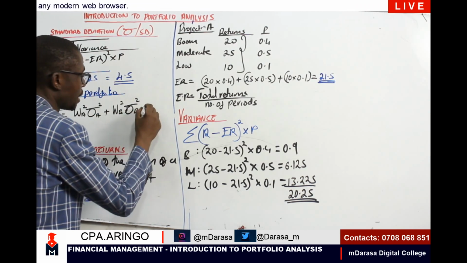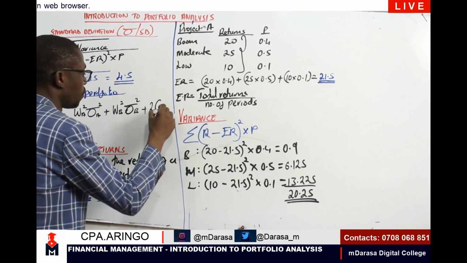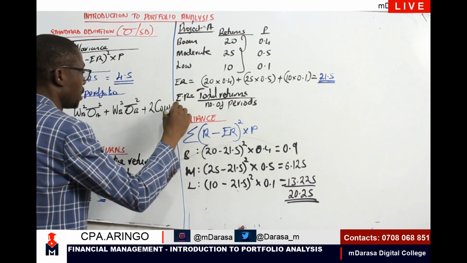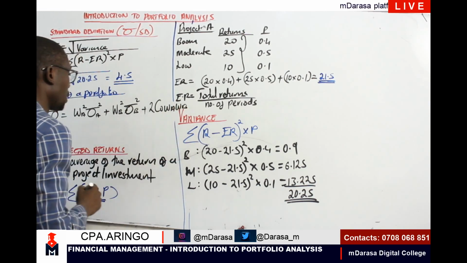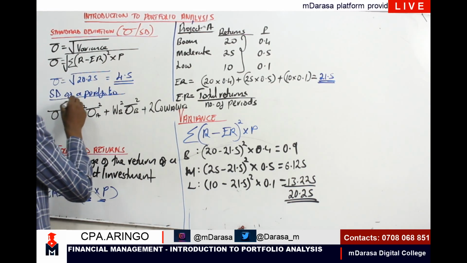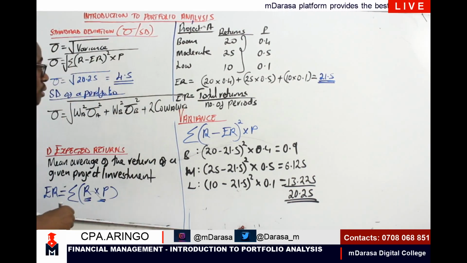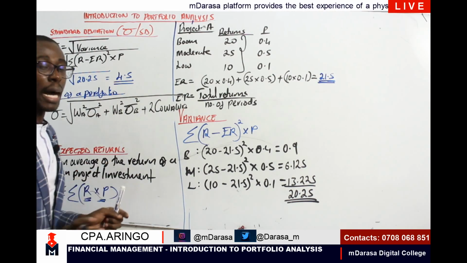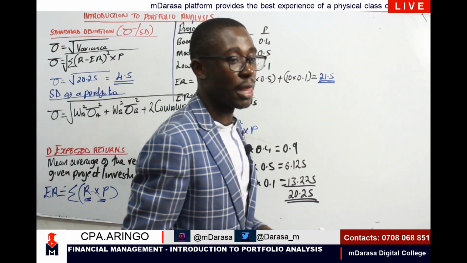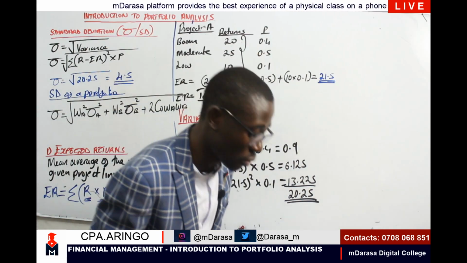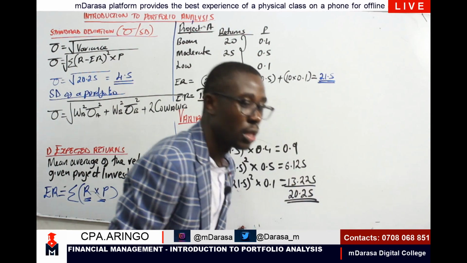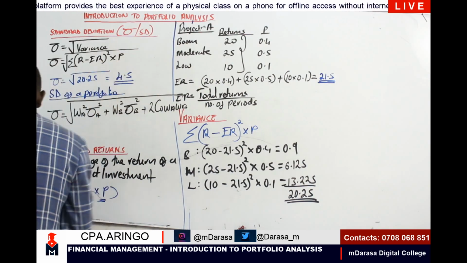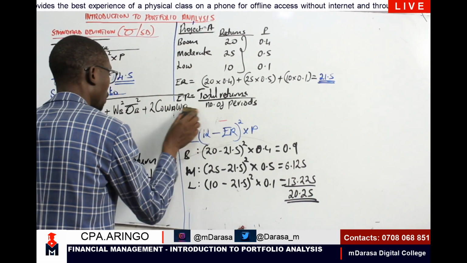Of course, we add twice the covariance of weight of investment A and weight of investment B. Then we should never forget the aspect to do with what? Square root. So this is how I can determine the standard deviation of a combined investment. And the combined investment is what you are terming as our portfolio. So basically, this is how we can determine the standard deviation of our portfolio.